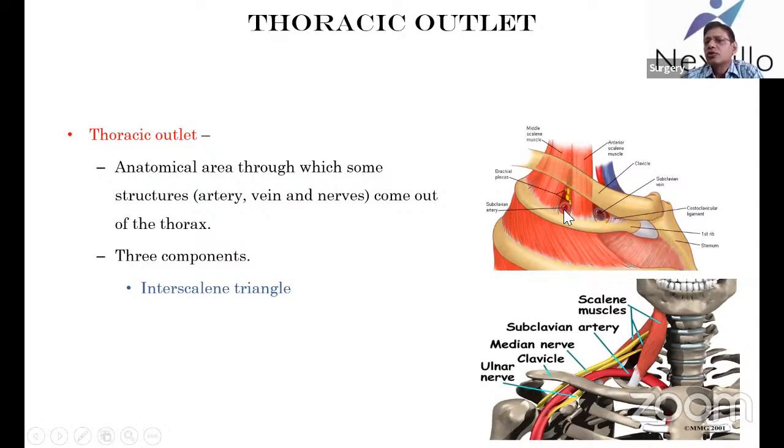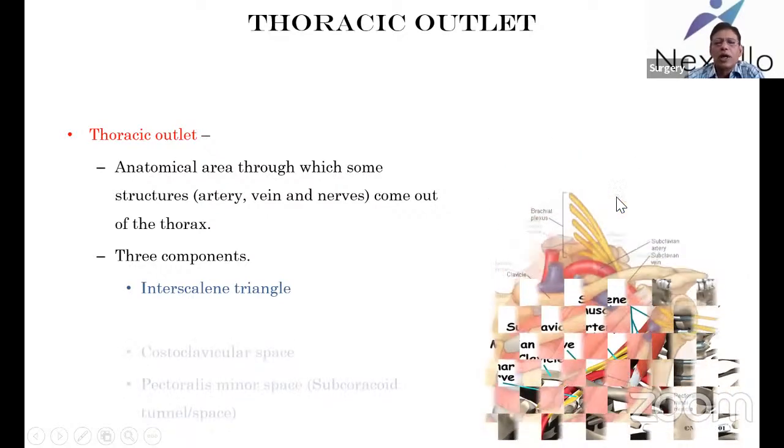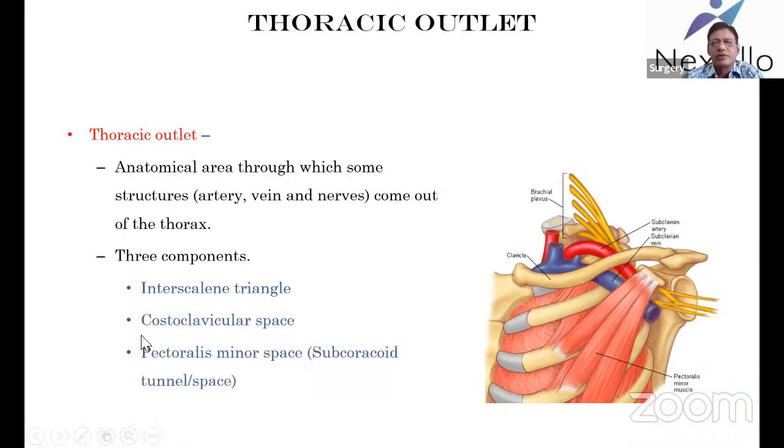And as you can see here, through this interscalene triangle, the subclavian artery and the branches of the brachial plexus are coming out. The second important area that you see here, just in front of the anterior scalene muscle, we have the subclavian vein here. This subclavian vein is passing anterior to the anterior scalene muscle and below the clavicle above this first rib. This area of the thoracic outlet is what is known as the costoclavicular space, between the clavicle and the cartilage of the first rib, the costoclavicular space.